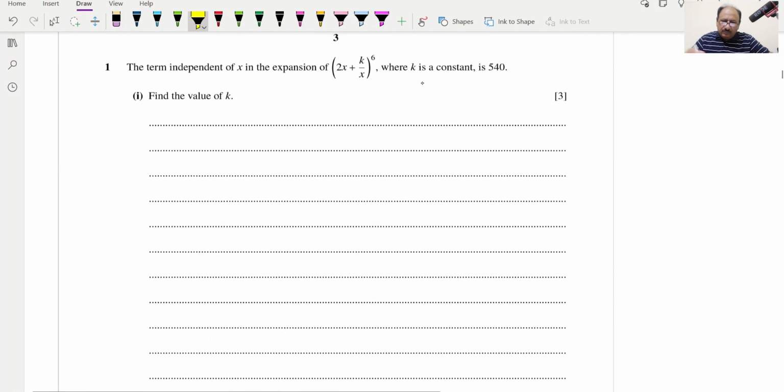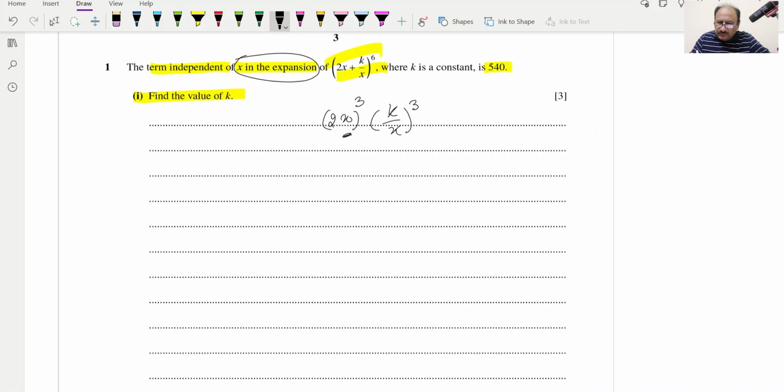Question number 1, binomial expansion. The term independent of x in the expansion of this one, where the x term is constant, is 540. Find the value of k. So we require the term independent of x, so we need a power of 2x such that k over x cancels with it. For that we can have x cubed and 1 over x cubed, so that we get the same powers of x and we can cancel these two.